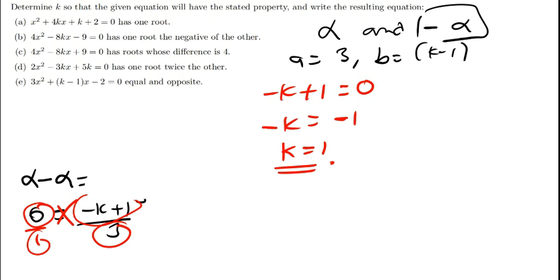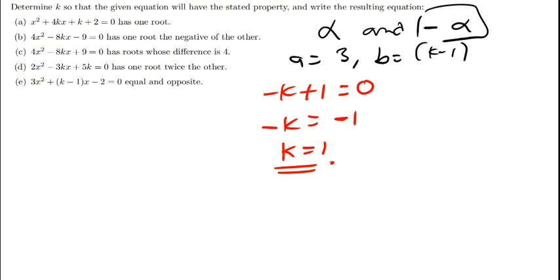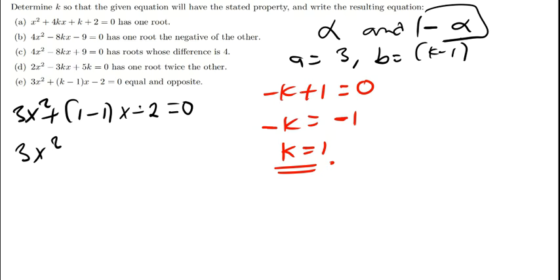Where there is k, put 1. The equation will be 3x squared plus (1 minus 1)x minus 2 is equal to 0. So that is 3x squared. This is going to be 0, so 0 times x becomes still 0. So you just leave it. So that becomes minus 2 is equal to 0. This is going to be the result.